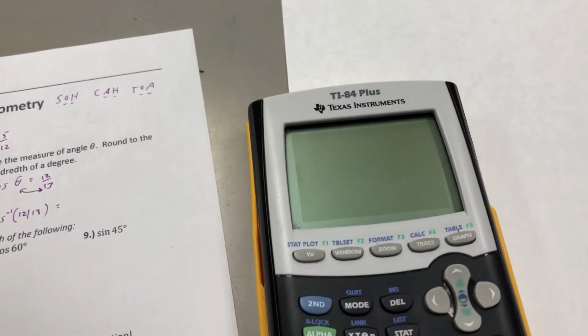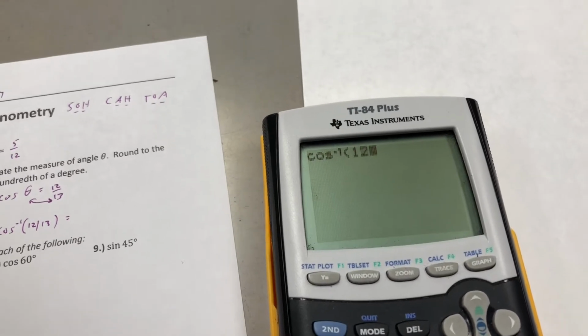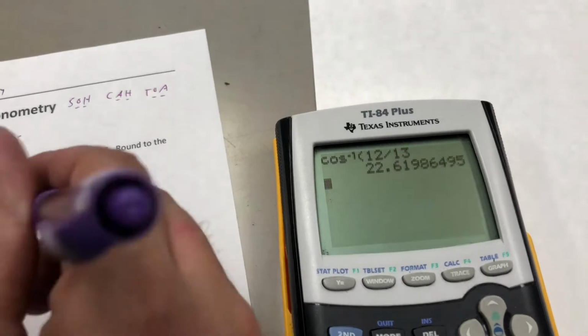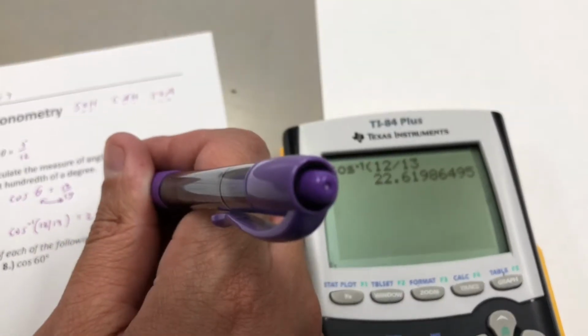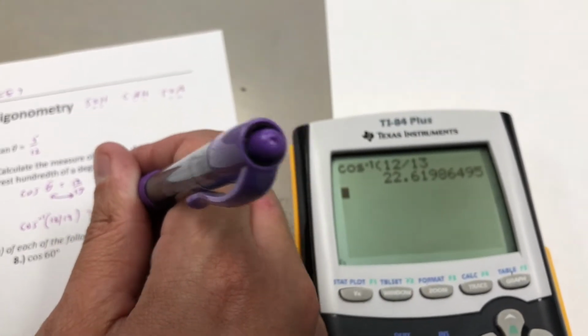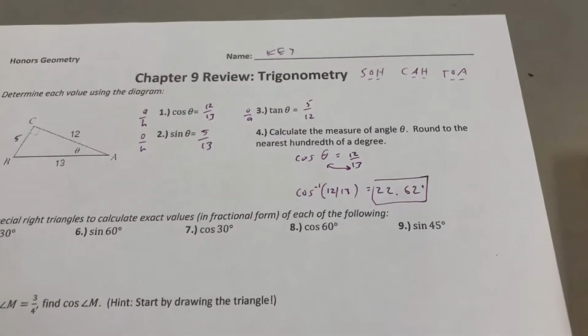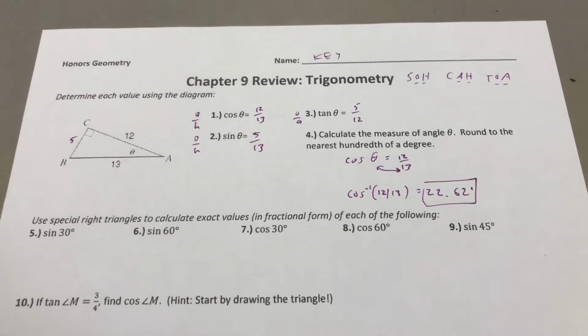I can hit second, inverse cosine, and you can type in the decimal, but probably better just do the fraction. And it's going to be about a 22.62 degree angle. They did ask me to go to the nearest hundredths place, so there we go, 2 decimal places. All right.